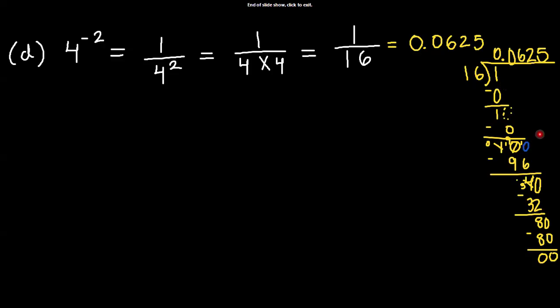Yes, sir. So how many times does 16 go into 100? That'll be what? 6 times. 16 times 6 is going to be what? 96. And then we subtract 100 minus 96 gives us 40. How many times does 16 go into 40? Twice. 16 times 2 is 32. Okay. And so we do 40 minus 32, which gives us 8.